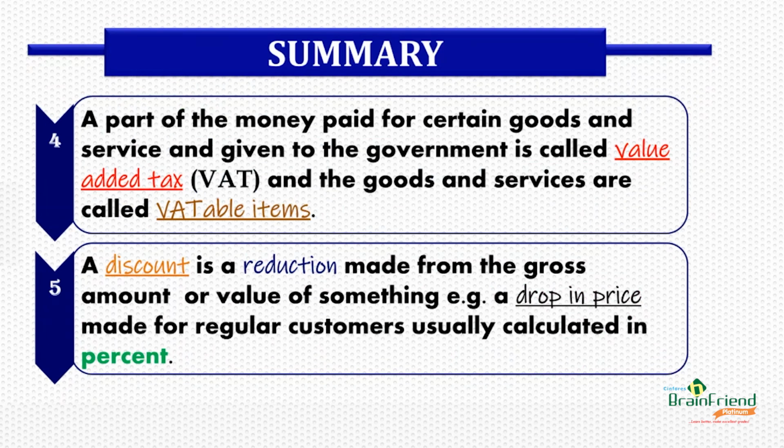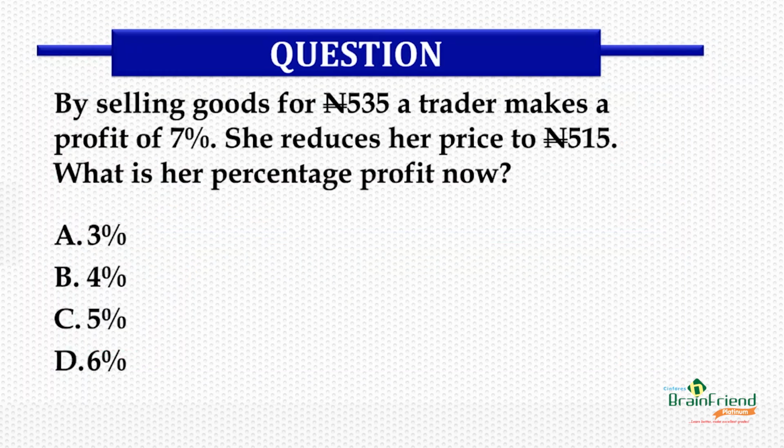We went further and learnt that a part of the money paid for certain goods and services and given to the government is called value-added tax, VAT, and the goods and services are called vatable items. Also, a discount is a reduction made from the gross amount or value of something, that is, a drop in price made for regular customers, usually calculated in percent. Now, before you go, try out these test questions.